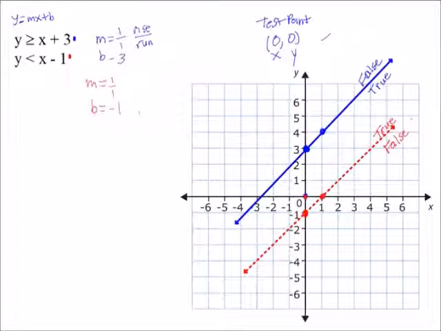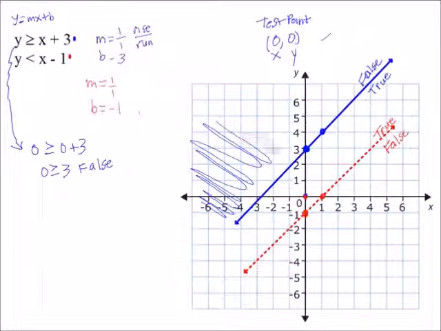Okay, so in blue, test point 0. Let's go ahead and meander right here. 0 is greater than or equal to 0 plus 3. 0 is greater than or equal to 3. That is a false statement. Okay. So we're going to shade everything on the false side of the line. Okay.